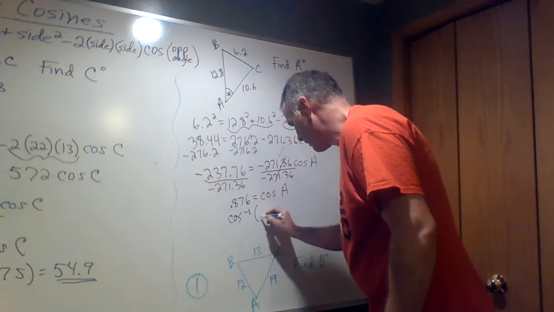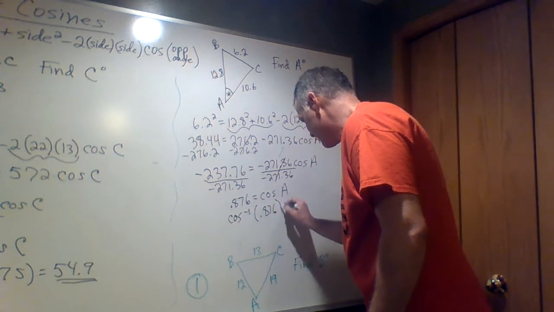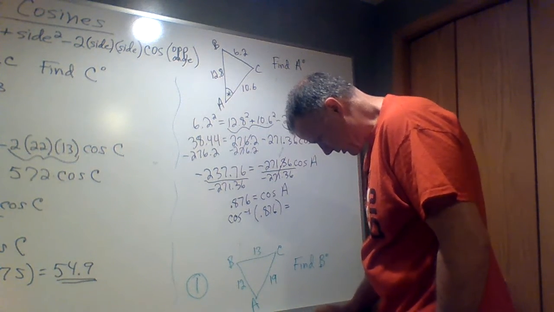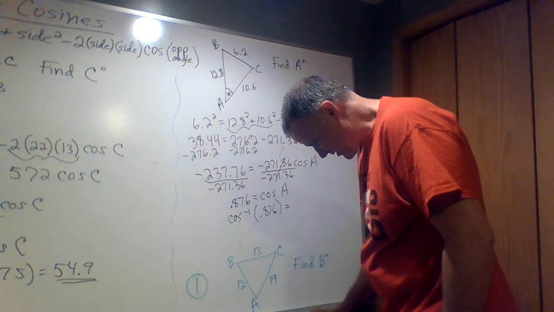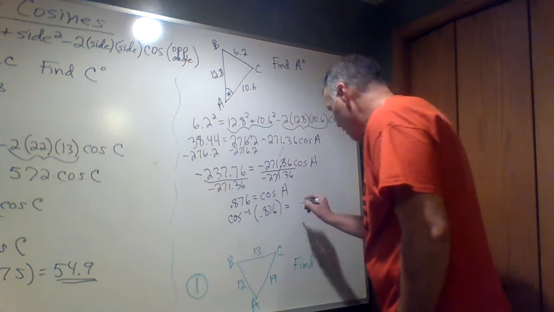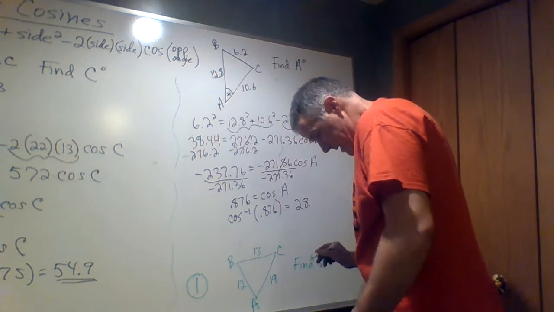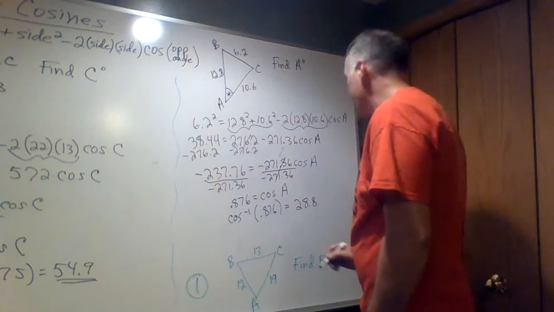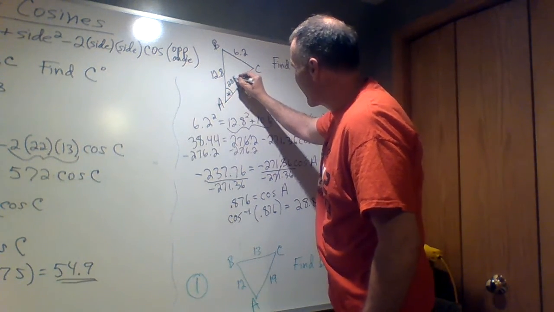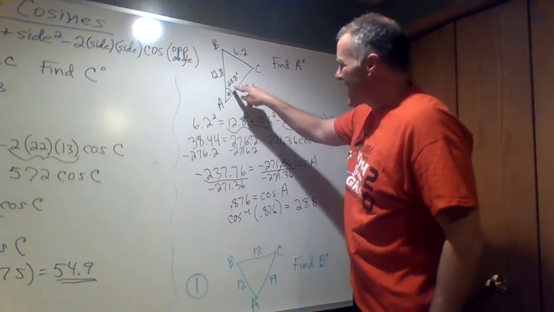This is when we do that inverse, so you're going to get that little negative 1. Second cosine, 0.876. And boom, 28.8. 28.83. So angle A is 28.8.